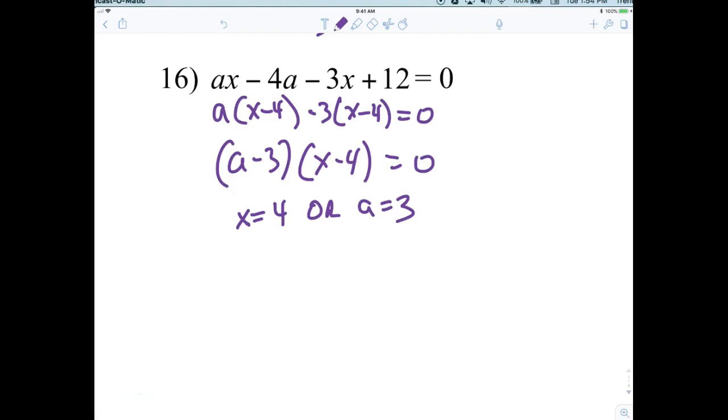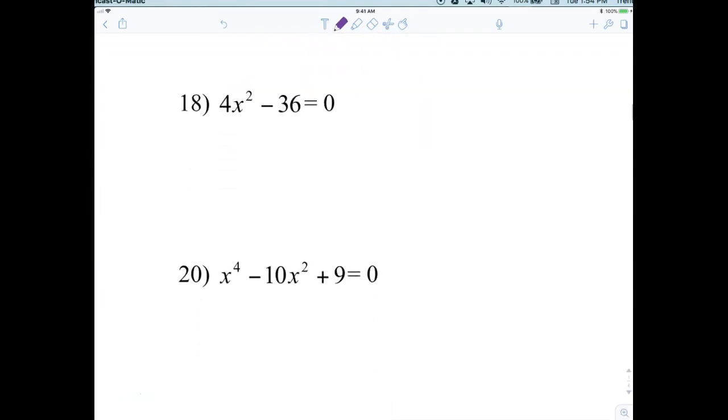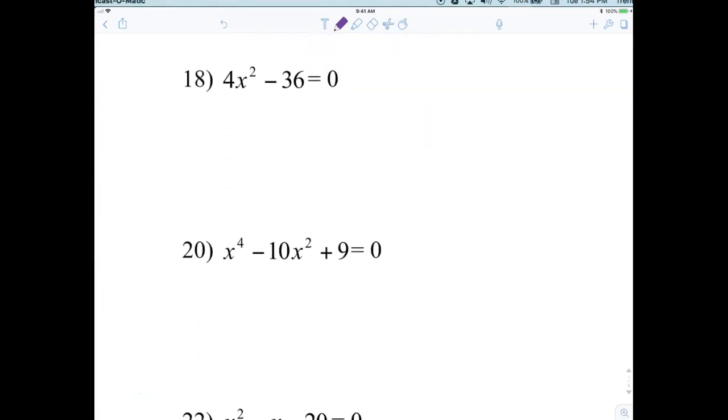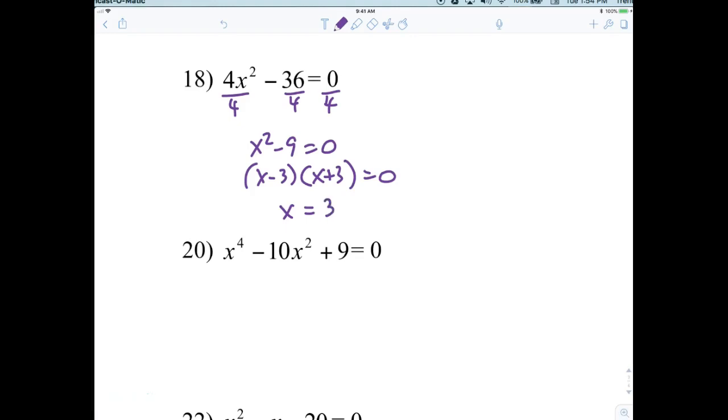All right, let's see how we're doing with question 18. Now, what can I divide everything through by here, please? 4. So you should be able to just write divide by 4, divide by 4, divide by 4. So x squared minus 9 equals 0. Factoring that: x minus 3, x plus 3. So x could equal 3 or x could equal negative 3.